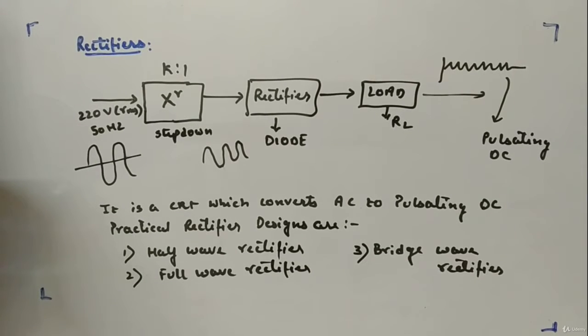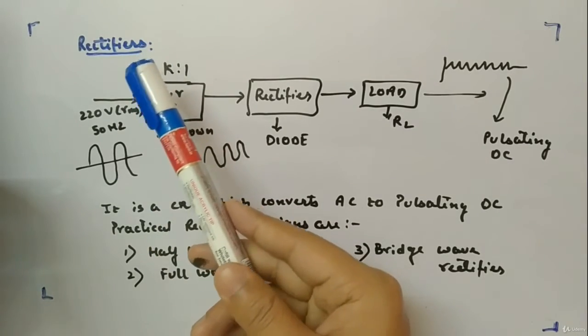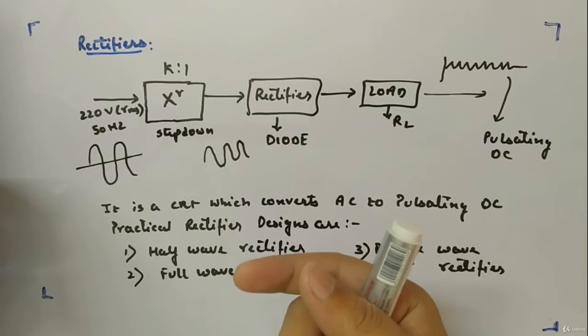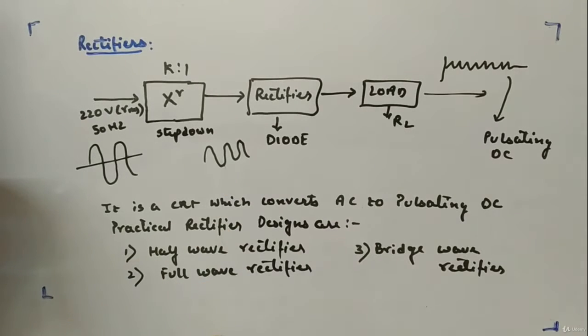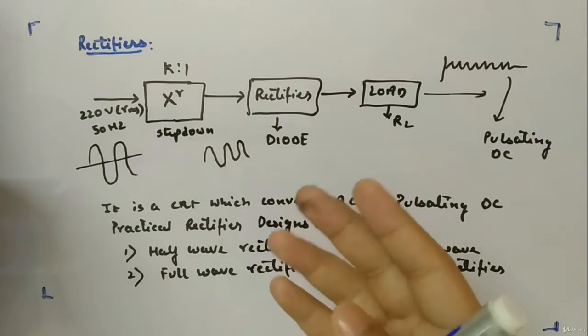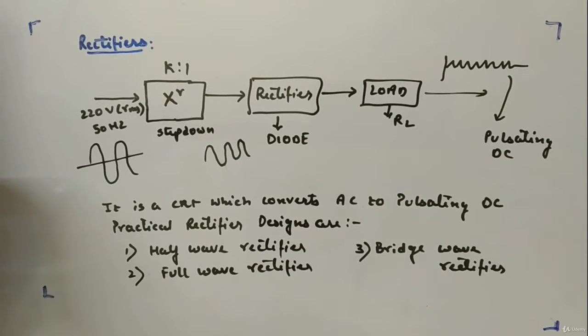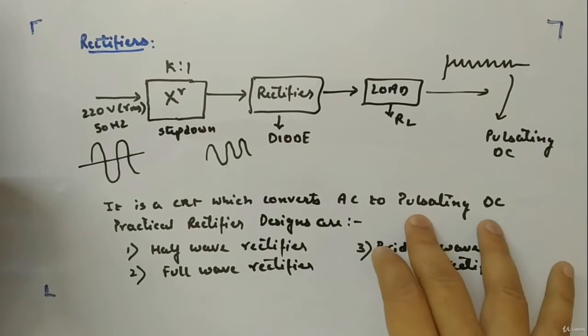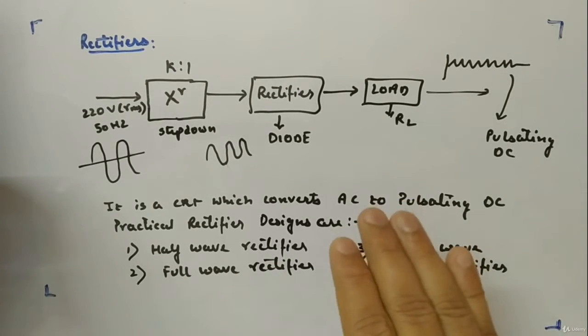Okay, let's start with rectifiers. So rectifiers is another application of diode circuits. Okay, means you will be using diodes only to rectify a signal. And now what I mean by rectifier is converting AC into DC. Okay, converting AC into DC, but pulsating DC, not pure DC.